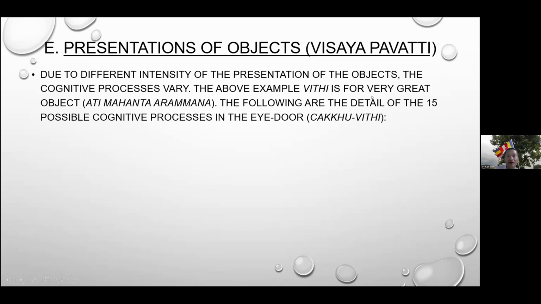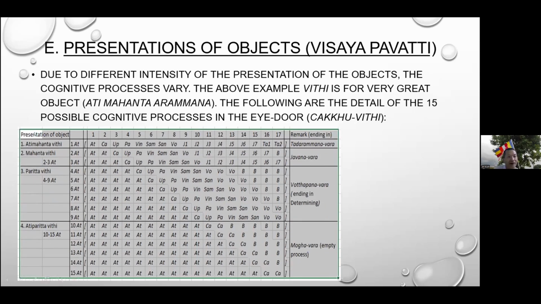So the above example Vithi, just now the initial presentation of Vithi is for a very great object, that is Ati Mahanta Aramana. The following are the details of the 15 possible cognitive processes in the eye-door Cakkhu-dvāra-Vithi. So these are the 15 possible Vithi. Just now we are talking about this. That means the presentation object is actually Ati Mahanta Vithi. See, there's only one Atita Bhavanga. That means there's only one here.